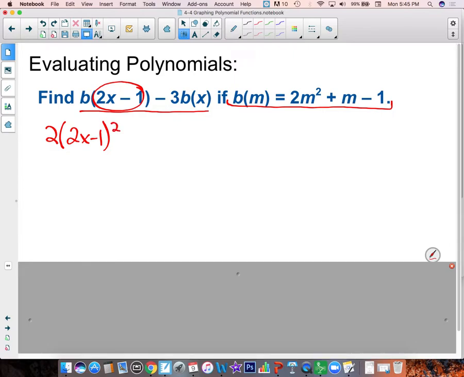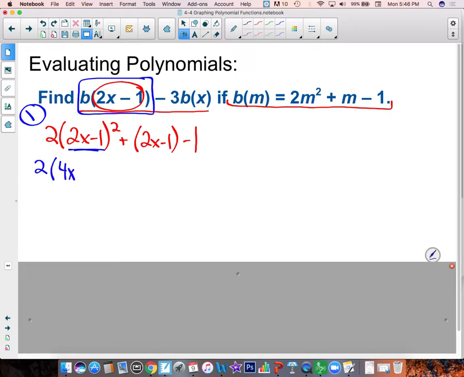Alright, plugging that 2x minus 1 in for m. Now I have the second one. And there, that's just the first one. I'm going to do these one at a time. So I'm doing this first one first, that'll be right here, that's going to be the blue. I've got to FOIL this one out here. If I FOIL that, I'm going to get 4x squared minus 4x plus 1.